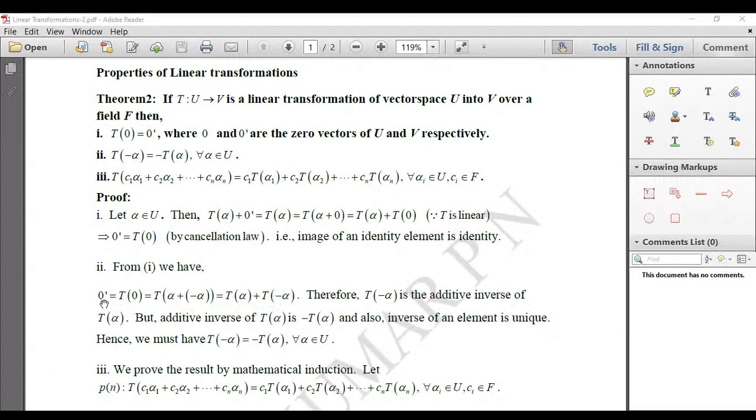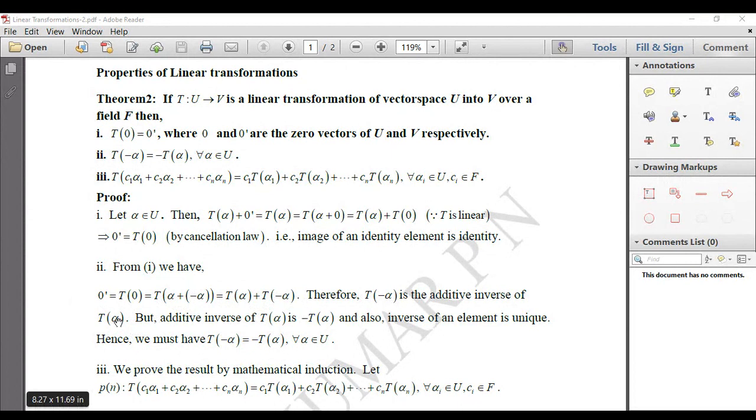What is the meaning of sum of two vectors equal to 0 element? It is very simple. Sum of two vectors equal to 0 element means one is the additive inverse of the other. Sum of two elements will be 0 element only if one is the additive inverse of the other. Therefore, this is saying that T of minus alpha is the additive inverse of T of alpha.